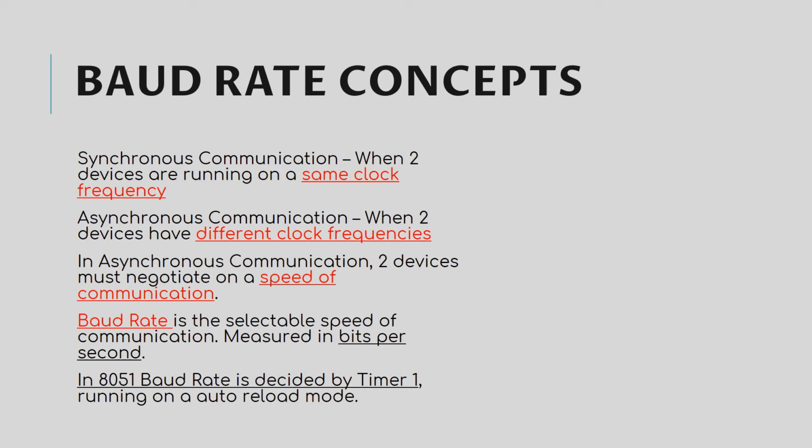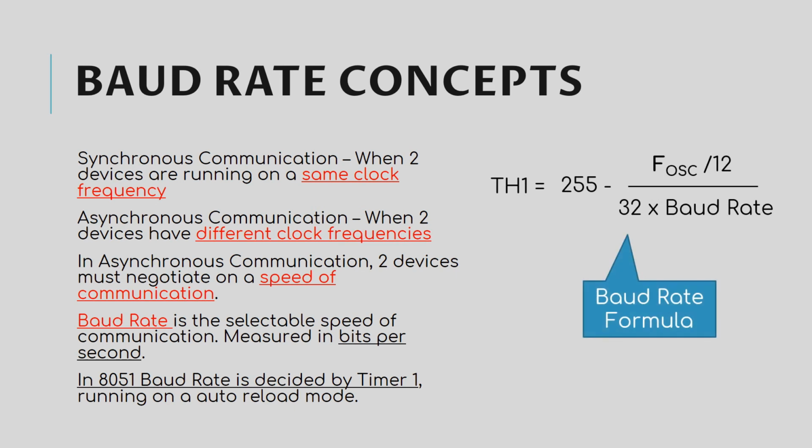In 8051, this baud rate is decided by timer 1, which is running in auto reload mode. So let me show you. This is the formula given by the manufacturer. If you can recall what auto reload mode is, then you have already learned that in auto reload mode, the higher order byte stores a particular value and the lower order byte actually acts as the timer.